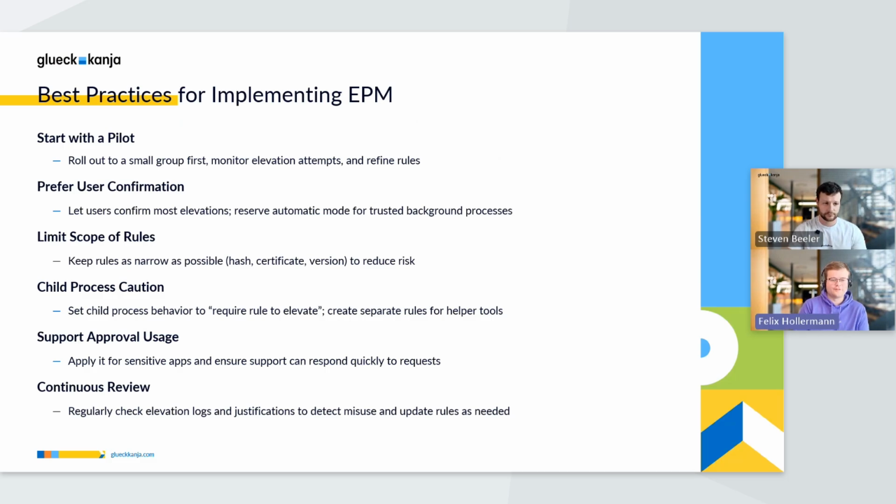We think that you want to start directly after this webinar with implementing EPM. So here are some best practices for the start of EPM. First of all, start with a pilot group. Deploy EPM to a small group first. Monitor the elevation request attempts, and use diagnostic reports to refine rules before a broader rollout.